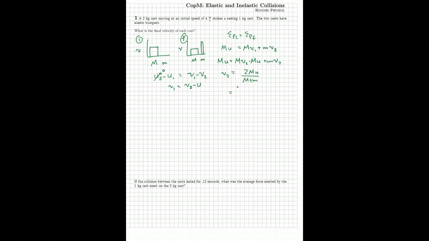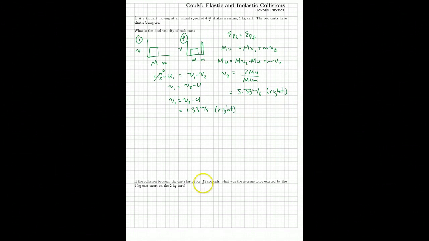And this will give me 2 times 2 kilograms times 4 meters per second divided by 3 kilograms as the total mass. This will give me 5.33 meters per second. That's positive, and I called to the right positive because my initial velocity here was positive. So the little cart does indeed move off faster to the right than the big cart started. And now I can just sub that back in. So v1 is v2 minus u, which is 1.33 meters per second, also to the right. So my guess up front was right.